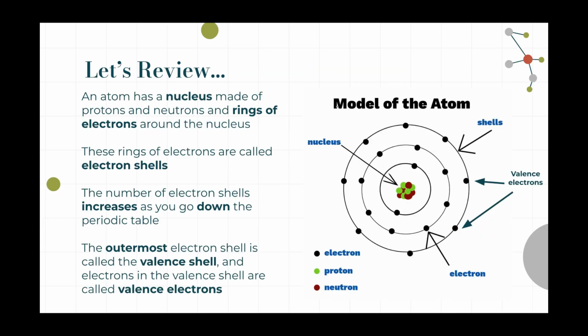Before we get into it, let's review a little bit. An atom has a nucleus made up of protons and neutrons, and this nucleus has rings of electrons around it. These rings of electrons can also be called electron shells, and the number of electron shells increases as you go down the periodic table. The outermost electron shell is called the valence shell. And the electrons in the valence shell are called valence electrons.